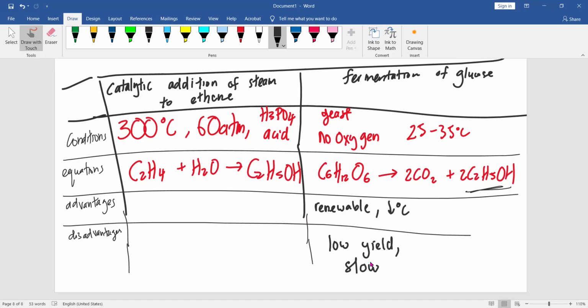Advantages of catalytic is it is high yield. You get 100% pure ethanol and it's very fast. The disadvantage is, of course, it is non-renewable lah.